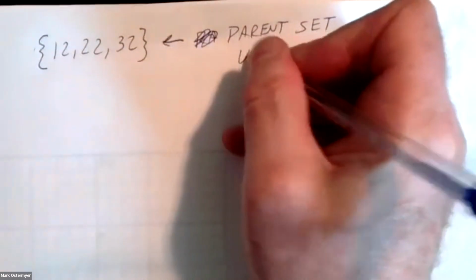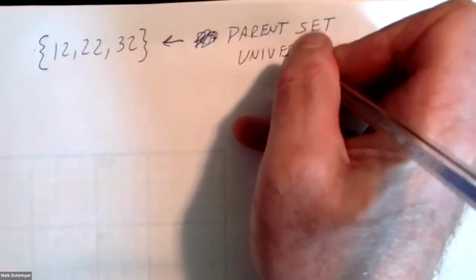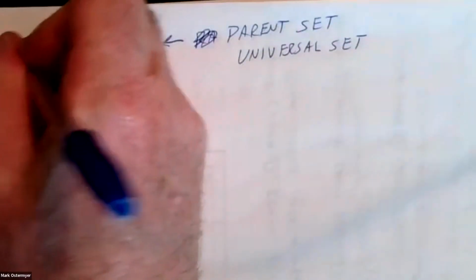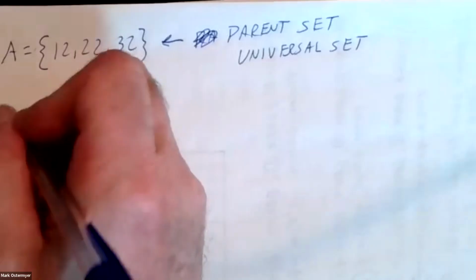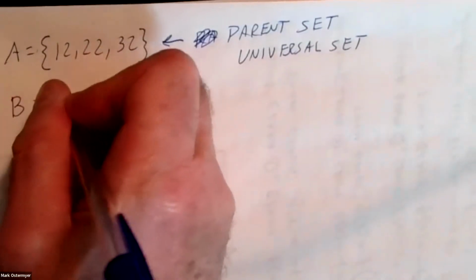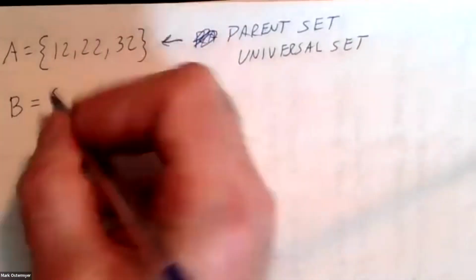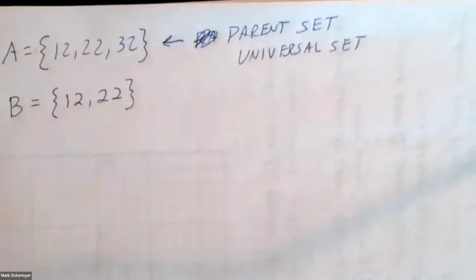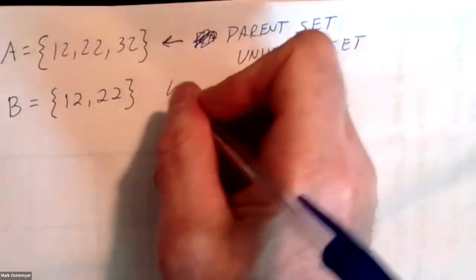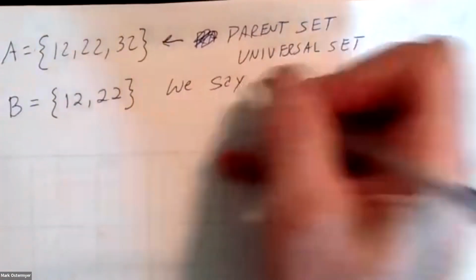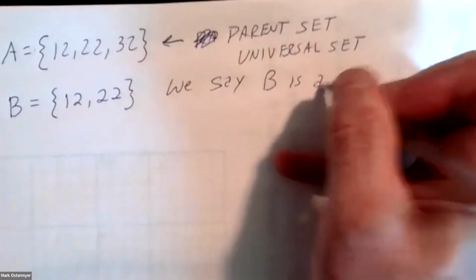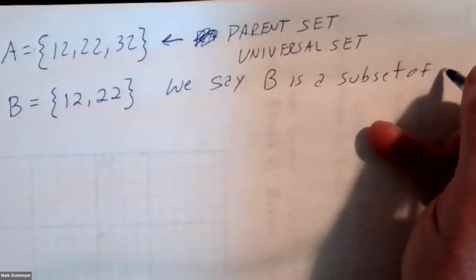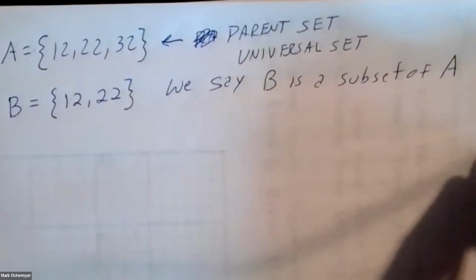Or, ladies and gentlemen, we could call it the universal set. Call this set A. Now, if I form a set B here that consists of only 2 elements, maybe the elements 12 and 22, we say B is a subset of set A.